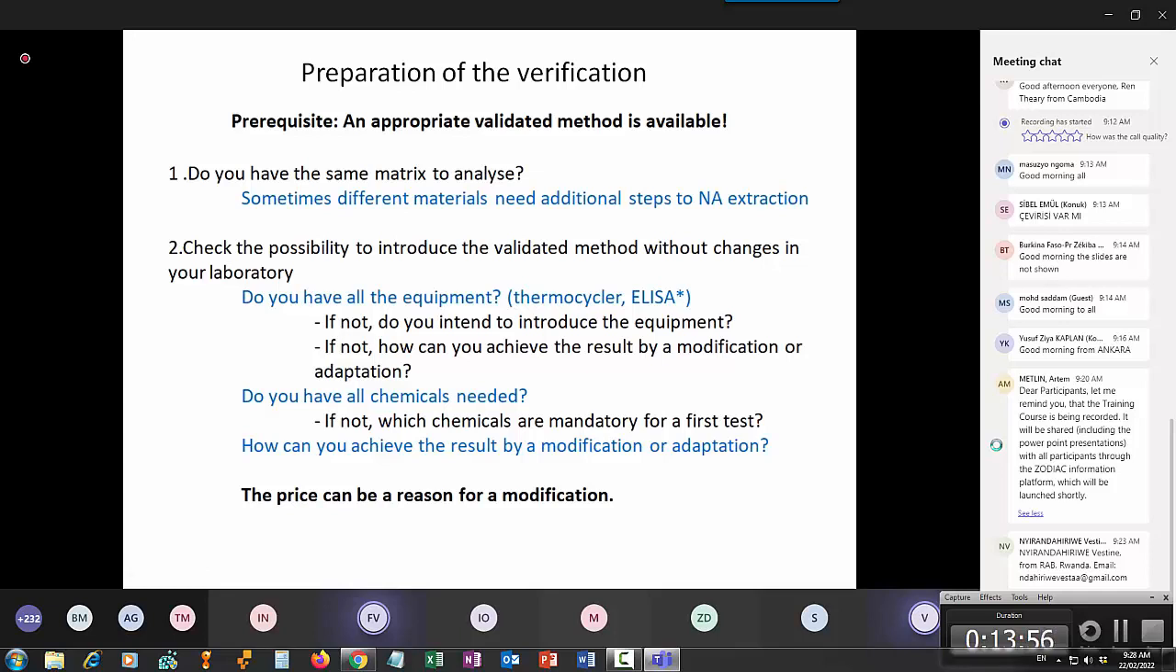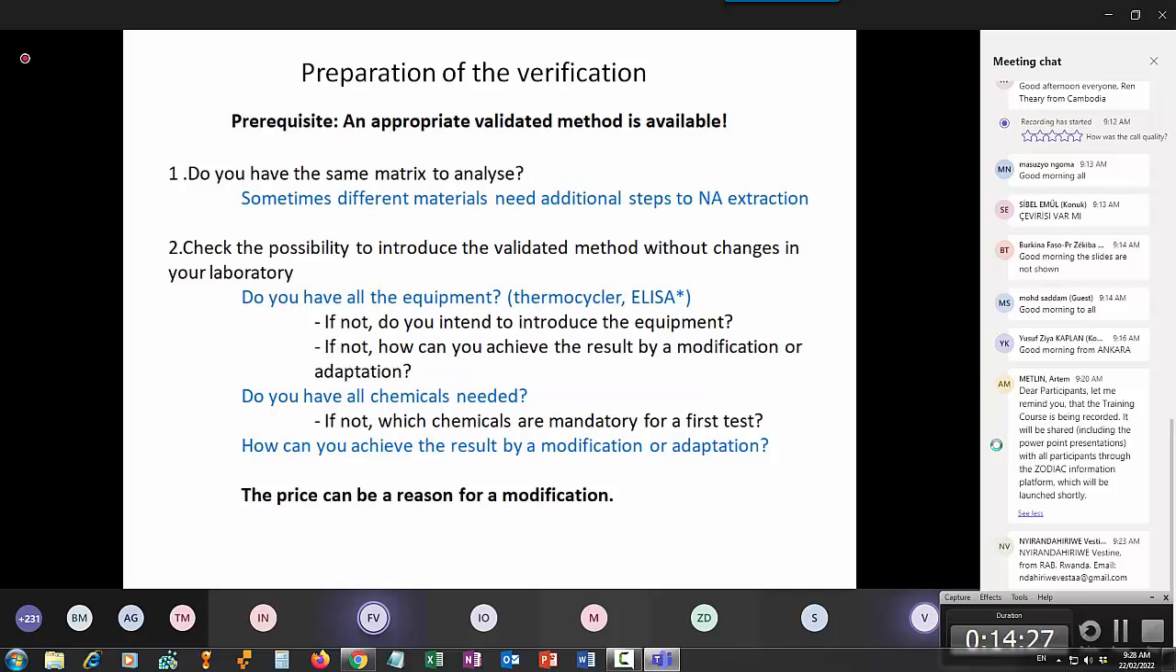So if you do not have the same equipment, consider introducing the same equipment. If not, check to be sure that you can test the method on your existing equipment. Then check, do you have all chemicals needed? If not, consider what chemicals are mandatory for the first test to start your verification.